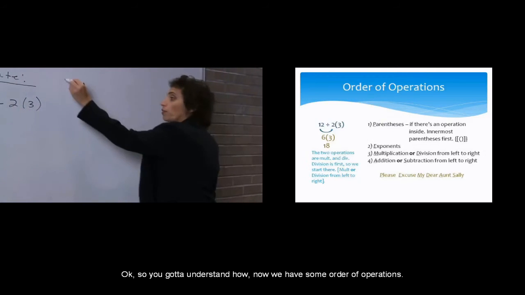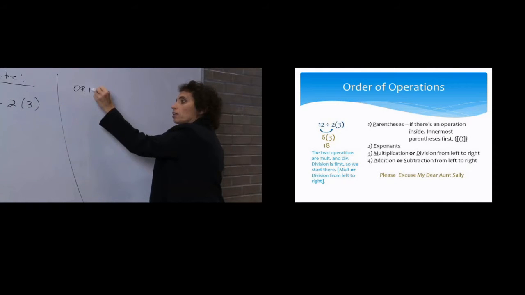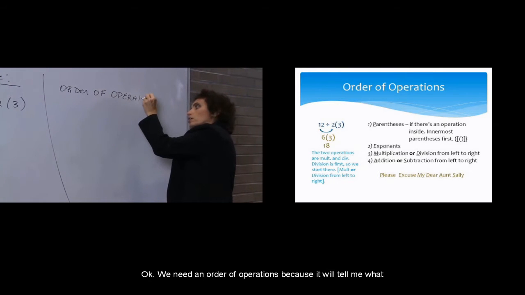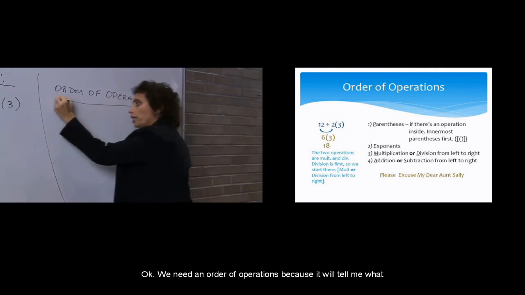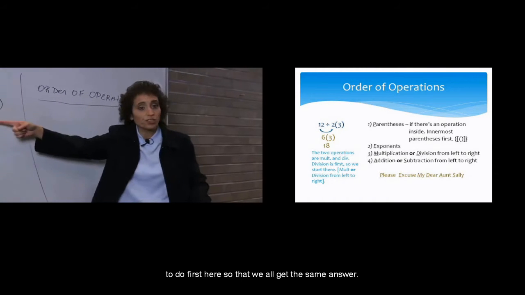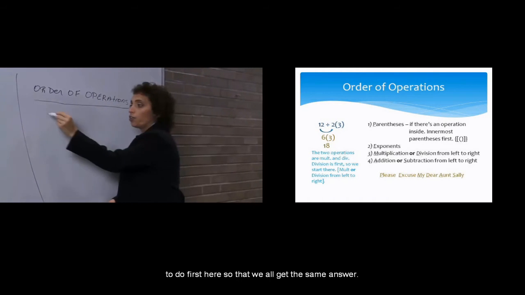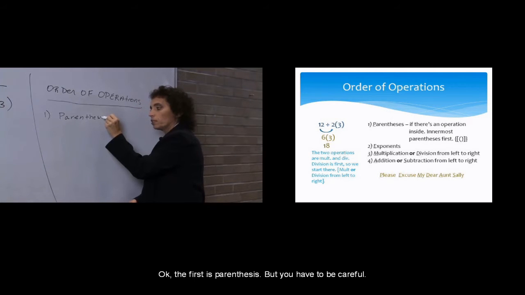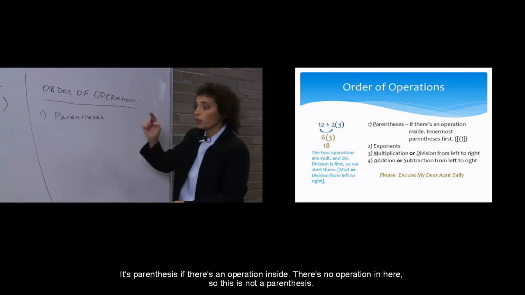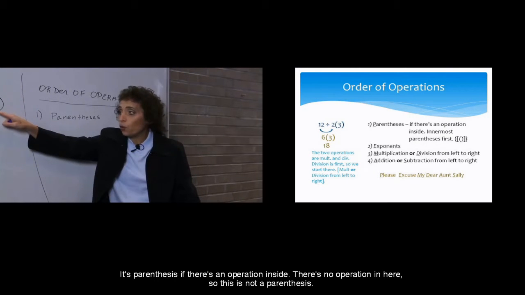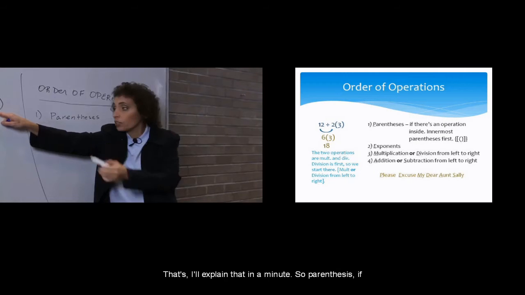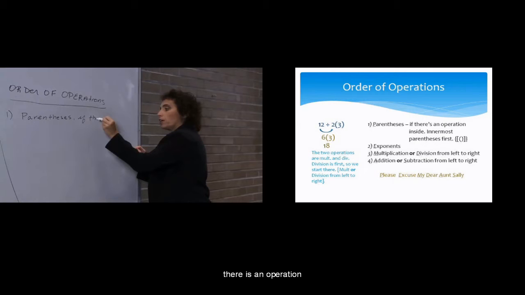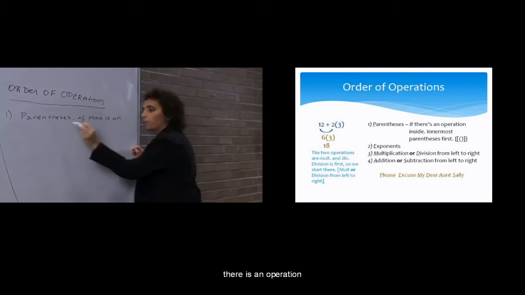Now we have some order of operations. We need an order of operations because it'll tell me what to do first here so that we all get the same answer. Okay, the first step is parentheses. But you have to be careful. It's parentheses if there's an operation inside. There's no operation in here, so this is not a parentheses. I'll explain that in a minute. So parentheses if there is an operation inside.